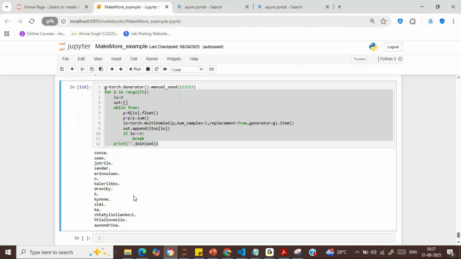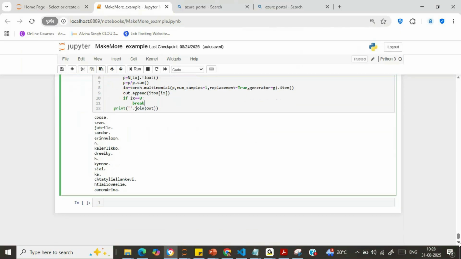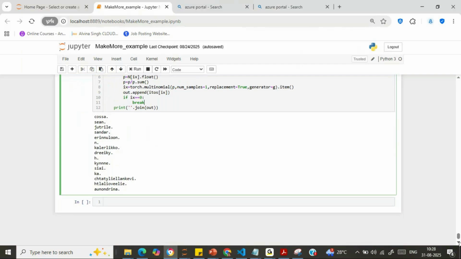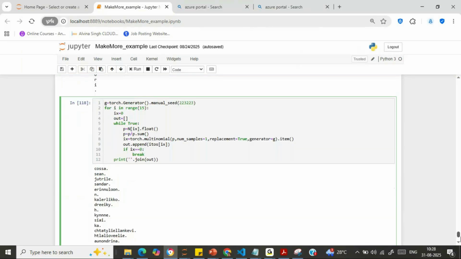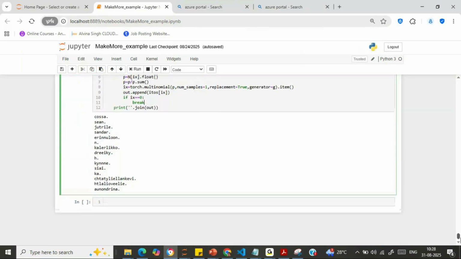But there was an issue with this particular approach. The names are not looking like names. So we need to do further optimization, and that's what we need to learn, that's what we need to see in this particular session. Okay, now one more thing that I want to explain.